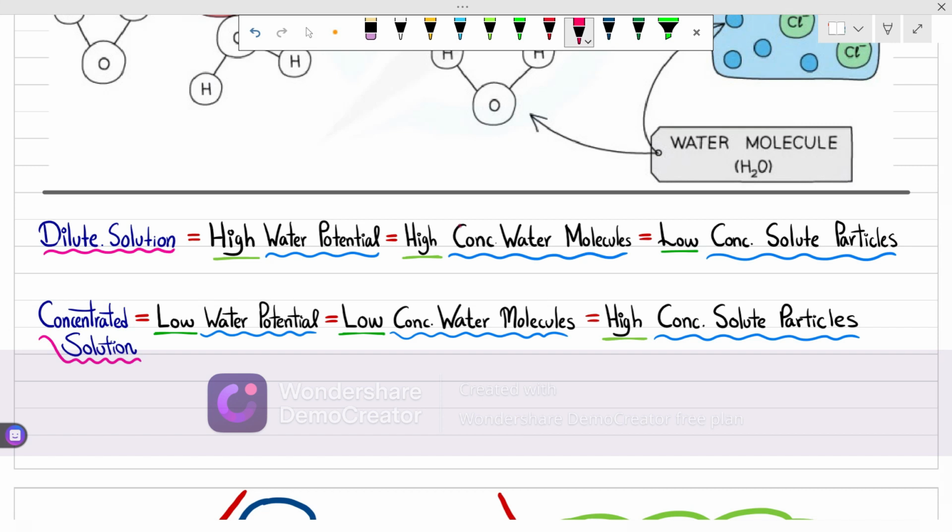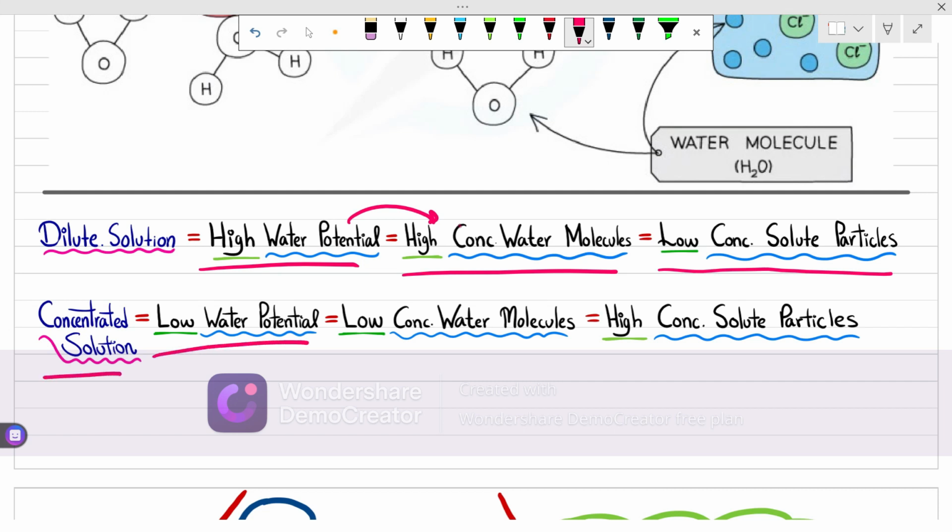There are two types of solutions, dilute solution and concentrated solution. A dilute solution is a solution with high water potential, meaning high concentration of water molecules and low concentration of solute particles. A concentrated solution is a solution with low water potential, meaning low concentration of water molecules and high concentration of solute particles.